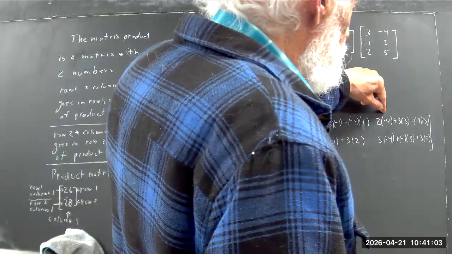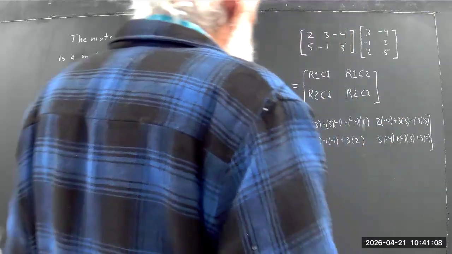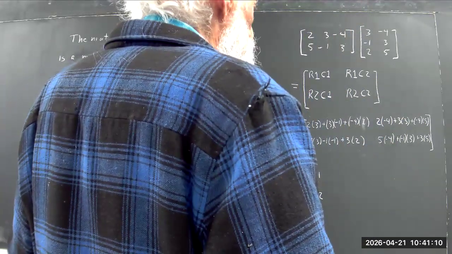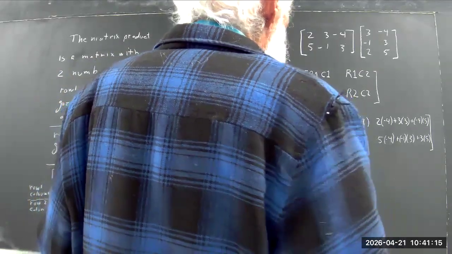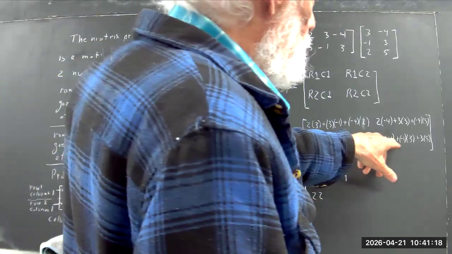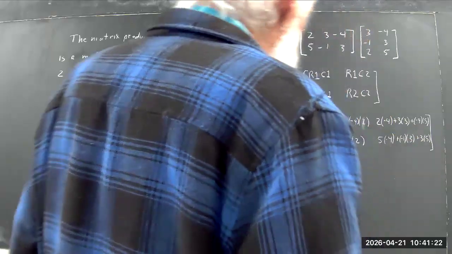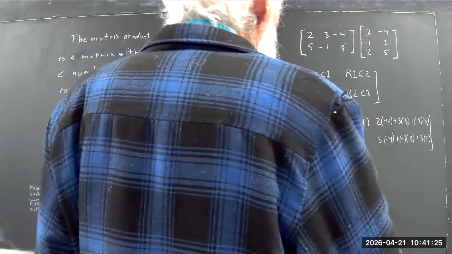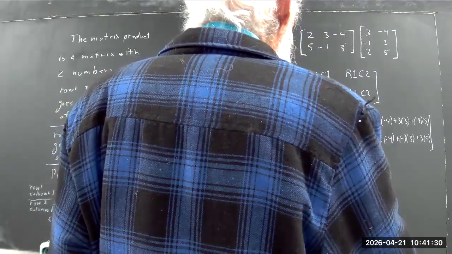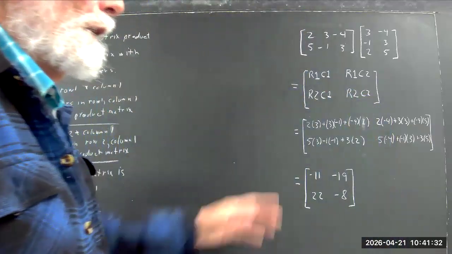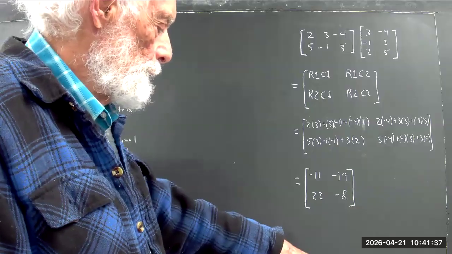Check me on this. 2 times -4 is -8. 3 times 3 is 9. That leaves us 1. And then -4 times 5 is -20. So it leaves us -19. And 5 times -4 is -20. -1 times 3 is -3, gives us -23. And 3 times 5 is 15. -23 and 15 is -8. Now, I did that kind of fast. There's a significant chance that I made a mistake, but I kind of think I got them right.